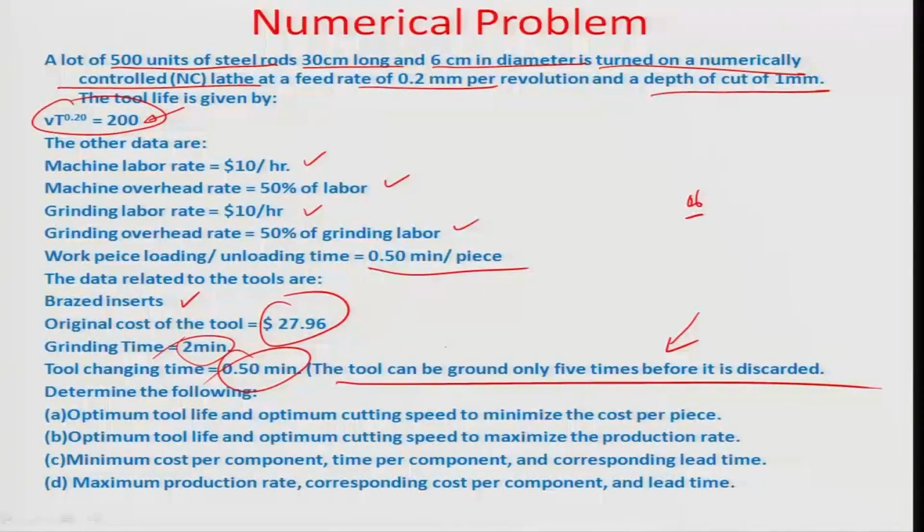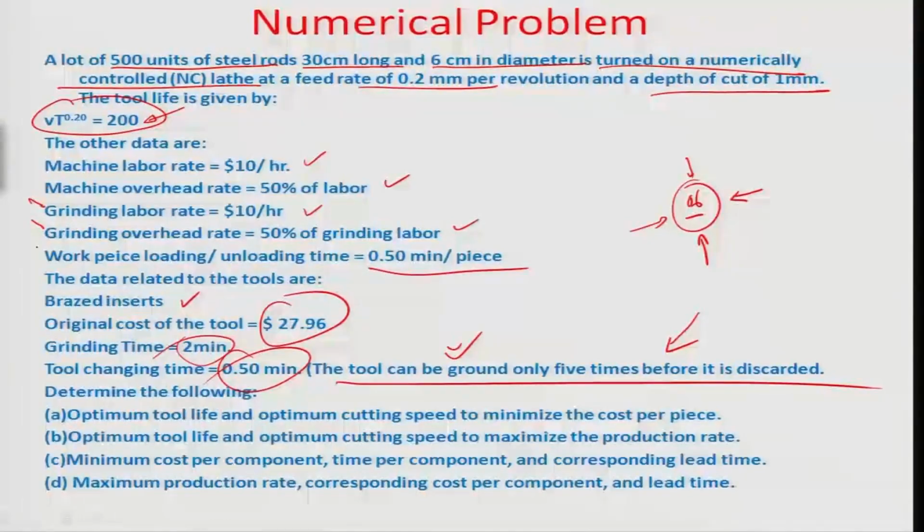So, 5 times it is used after regrinding and 1 time it is used as is, when it was original and was executing the first cut. So, there are about 6 such machining processes that could be carried out with one brazed insert, with a little bit of labor cost again, as you see here, where the grinding labor rates and overheads have been mentioned.